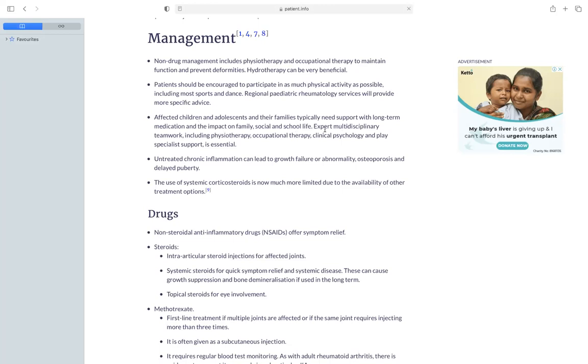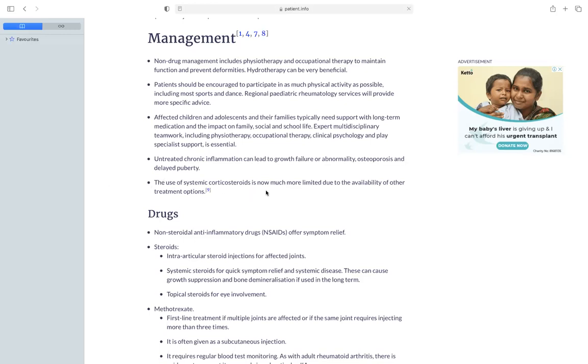They need support with long-term medication and the impact on family, social, and school life. So social and psychological support, and even the school nurse and school will be involved to know about their condition. Expert multidisciplinary teamwork, including physiotherapy, occupational therapy, clinical psychology, and play specialist support, is essential. Untreated chronic inflammation can lead to growth failure or abnormality, osteoporosis, and delayed puberty. So if the treatment is not given properly, they can have growth failure, osteoporosis, and delayed puberty.